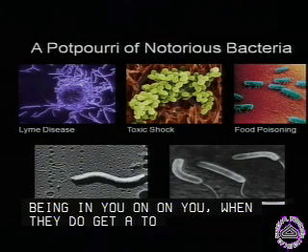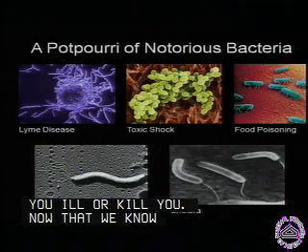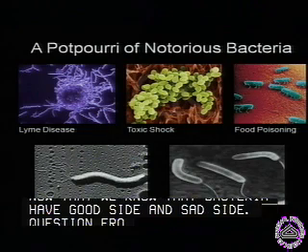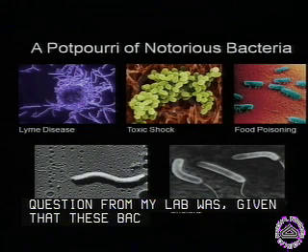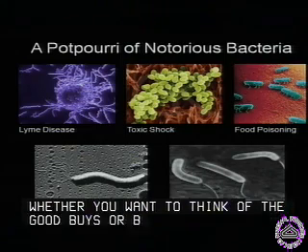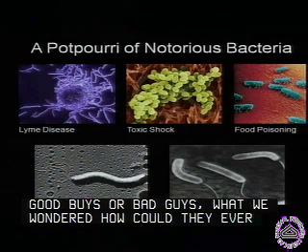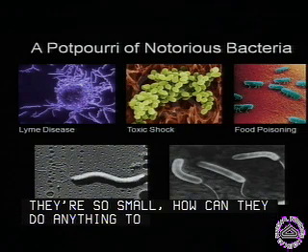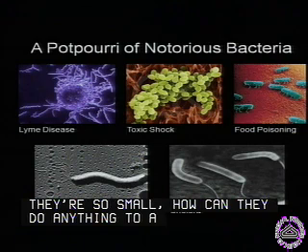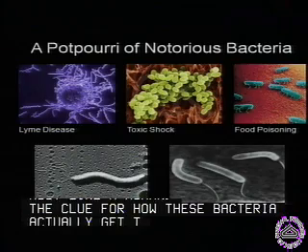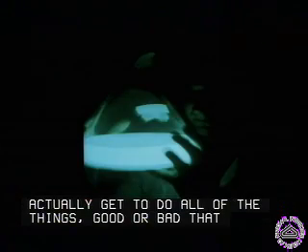Now that we know that bacteria have both of these sides, this good side and this bad side, the question from my lab was, given that these bacteria are so small, how could they do anything? Whether you think of them as the good guys or the bad guys, how could they ever have an impact on their environment? They're so small, how can they do anything to a big, enormous host like a human? The clue for how these bacteria get to do all of the things, good or bad, came from a crazy observation that Woody Hastings made almost 50 years ago.